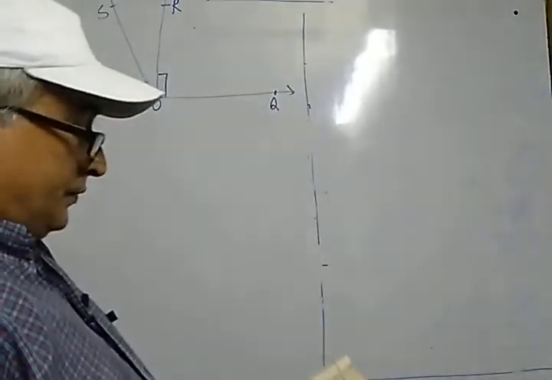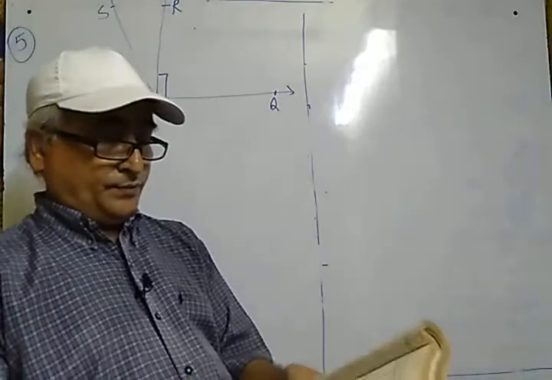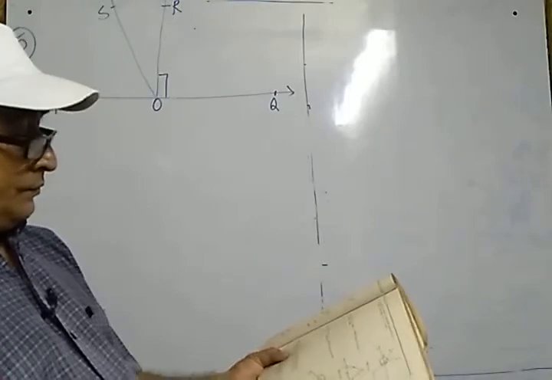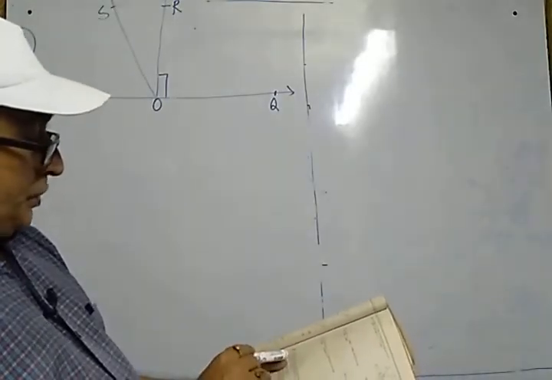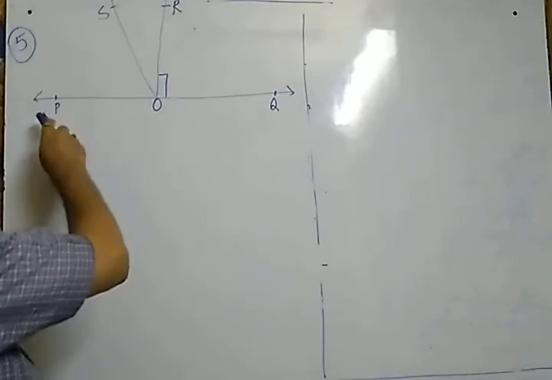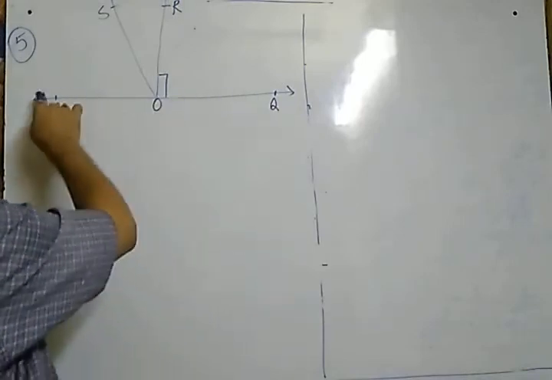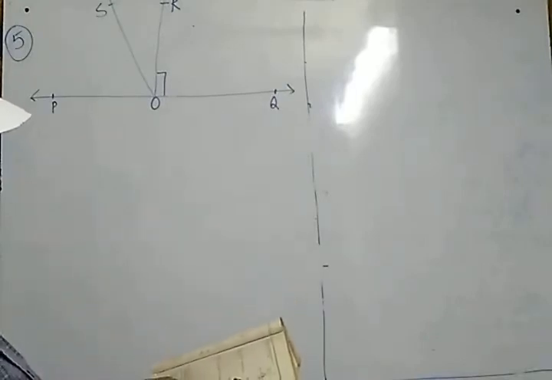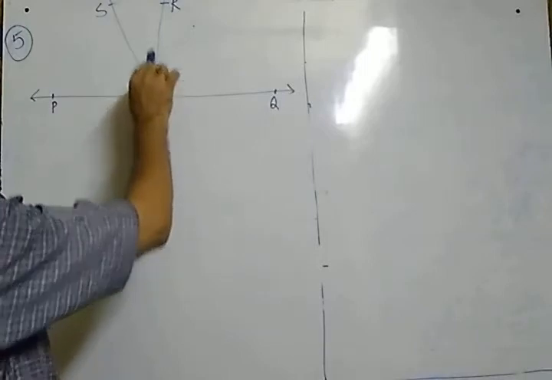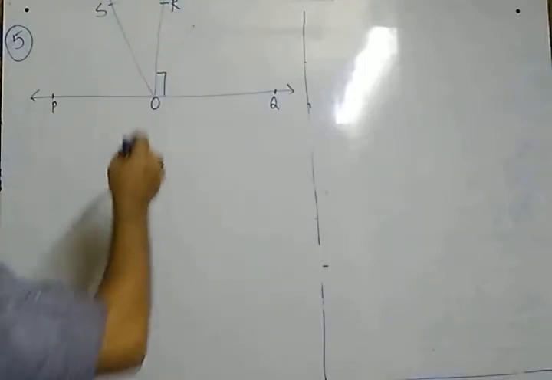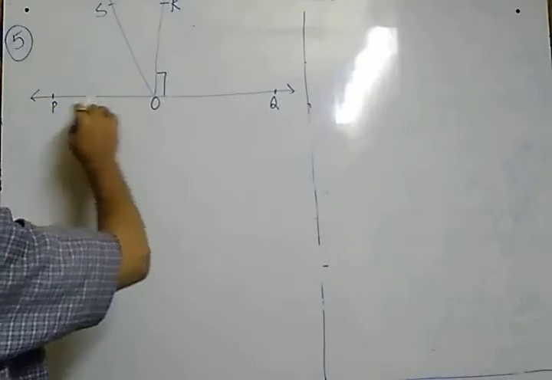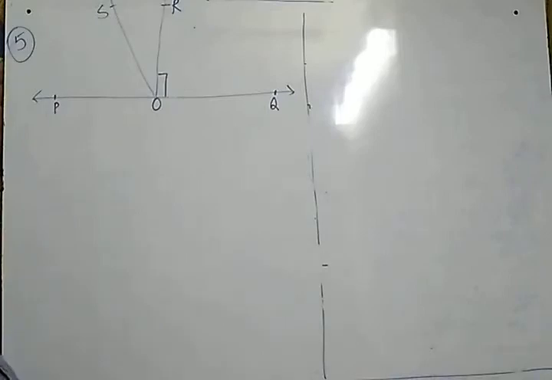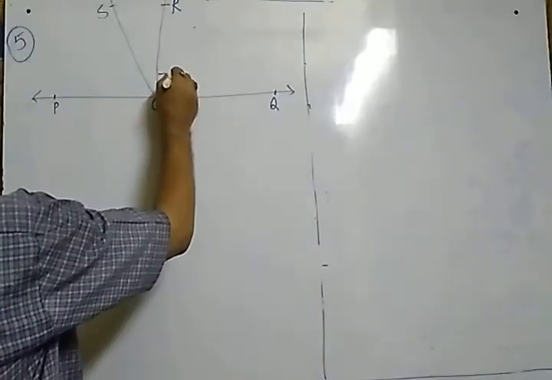Now question number 5, we have to discuss question number 5 in figure 6.17. You may observe in your book. POQ is a line. This one is a straight line. Clear? Afterward, ray OR is perpendicular on POQ. Perpendicular means there is formation of 90 degree here.